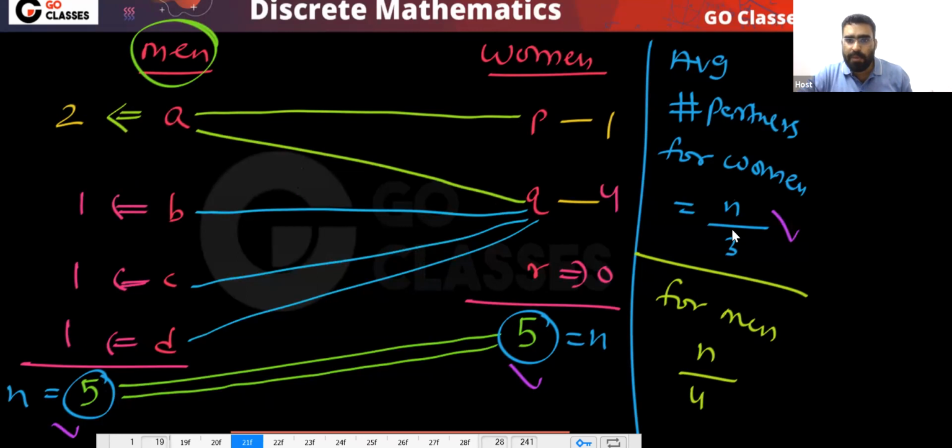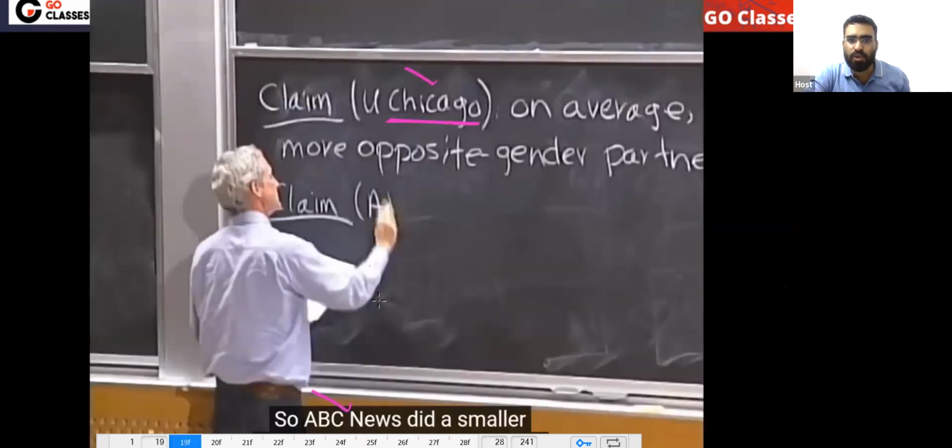But you can notice, because the population of women is less than the population of men, automatically the average number of partners for women will be more, and the average number of partners for men will be less. So if you understand graph theory, you can save a lot of money.